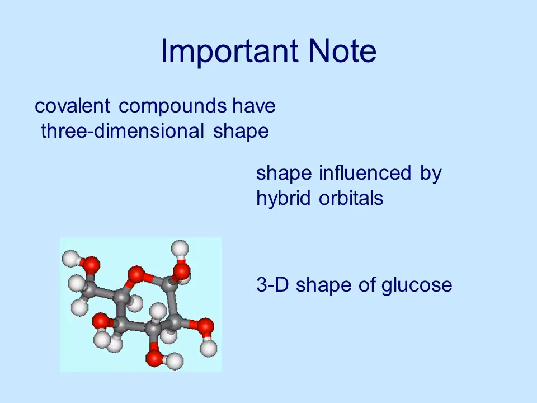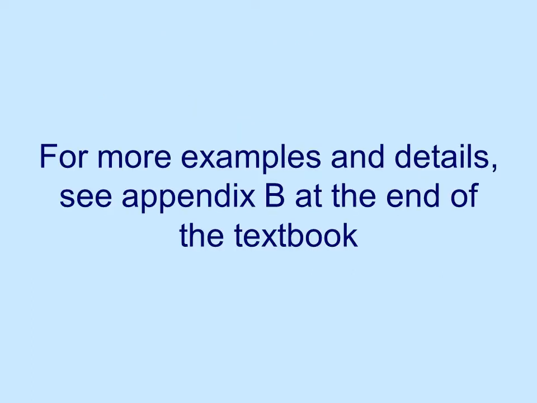And I've shown you the shape of the glucose molecule in the picture down on the left-hand side. I tried to represent it, but that shape is due to the bonding between the carbons and the hydrogens and the oxygens. Now, there are more examples. Read Appendix B at the end of the textbook, and you can get more details and examples.